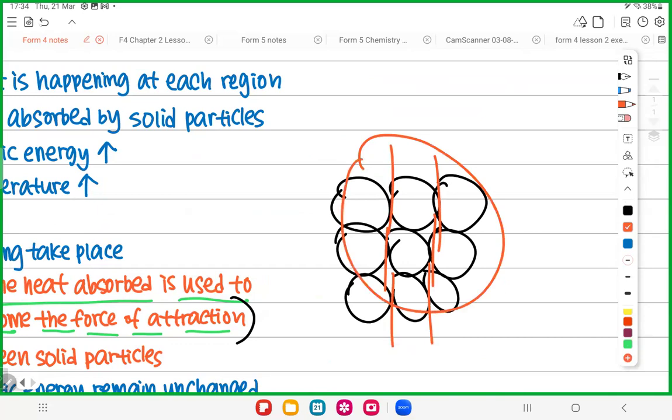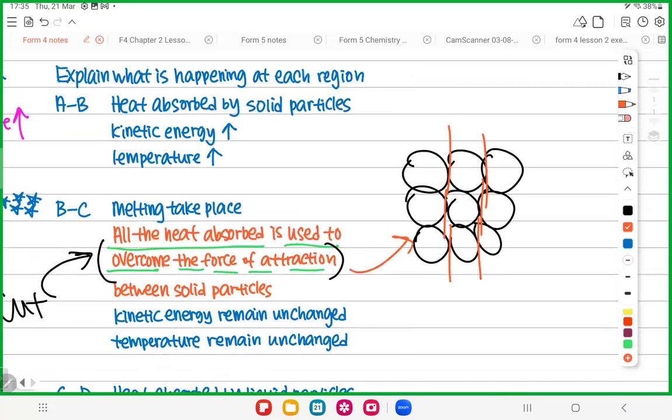This cutting process is called overcoming the force of attraction. So you use all the heat to overcome the force of attraction. When you use all the heat already, no heat can go inside the particle. So the particle's kinetic energy remains unchanged. When the kinetic energy doesn't change, the temperature also doesn't change.